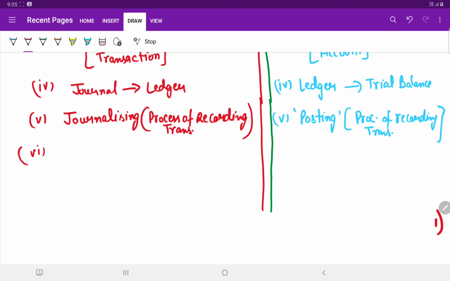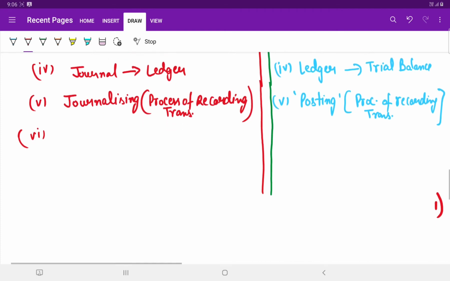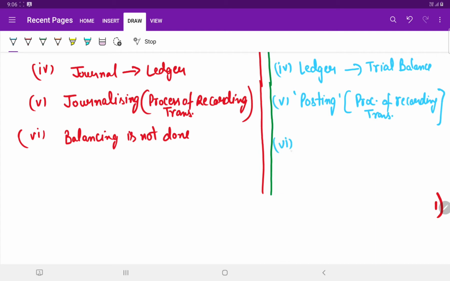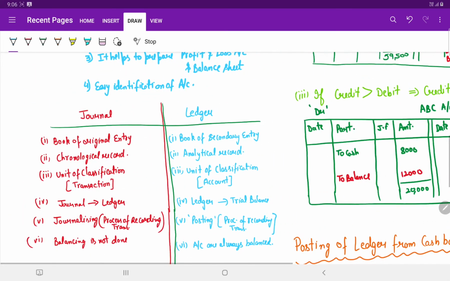Then in a journal there is one column for particulars and two columns for amount, whereas in a ledger we can simply say there are two equally divided sides. Generally the balancing is not done in case of a journal, whereas a ledger is always holding the balanced account. So accounts are always balanced. So these were the major differences between a journal and a ledger.